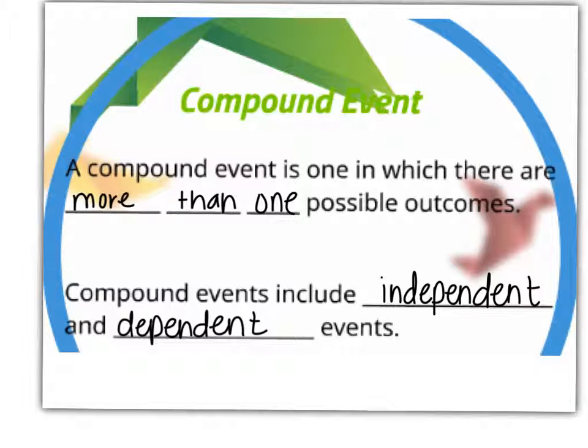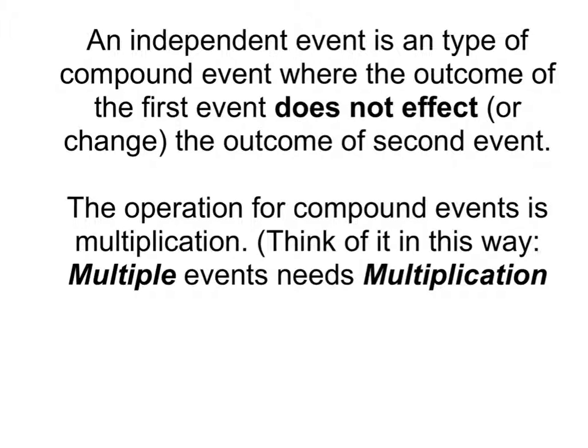In this video, we're going to talk about compound events, specifically one of those compound events. Remember that a compound event is one in which there are more than one possible outcomes. There are two types, independent and dependent, and in today's video, we're going to deal with independent compound events. An independent event is a type of compound event where the outcome of the first event, and this is the really big part, does not affect or change the outcome of the second event. We're going to show what that looks like in just a second when we start some examples.